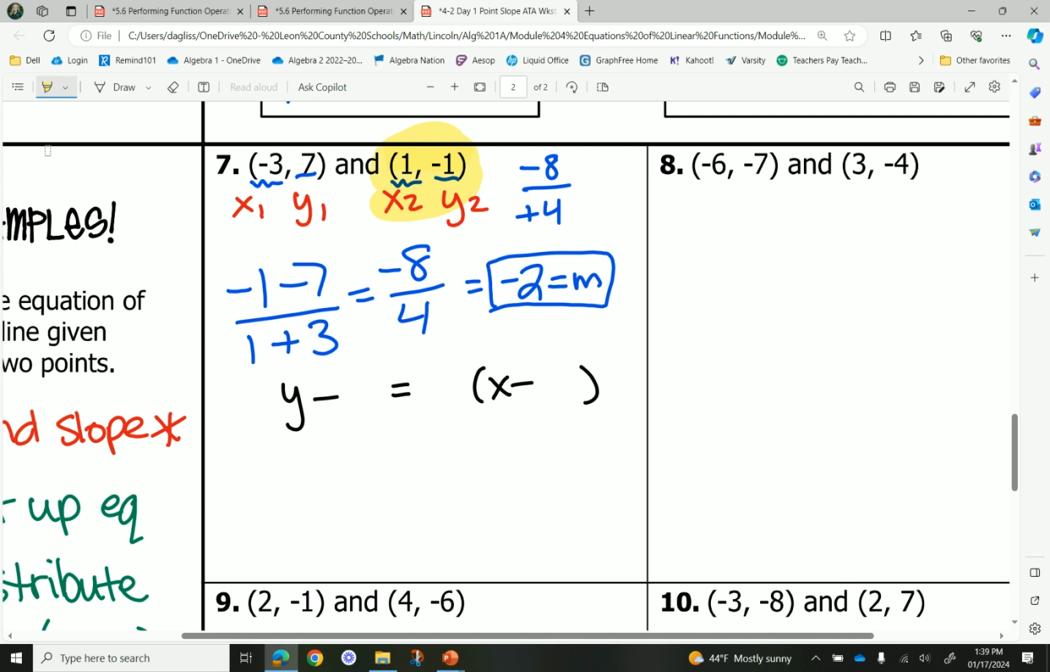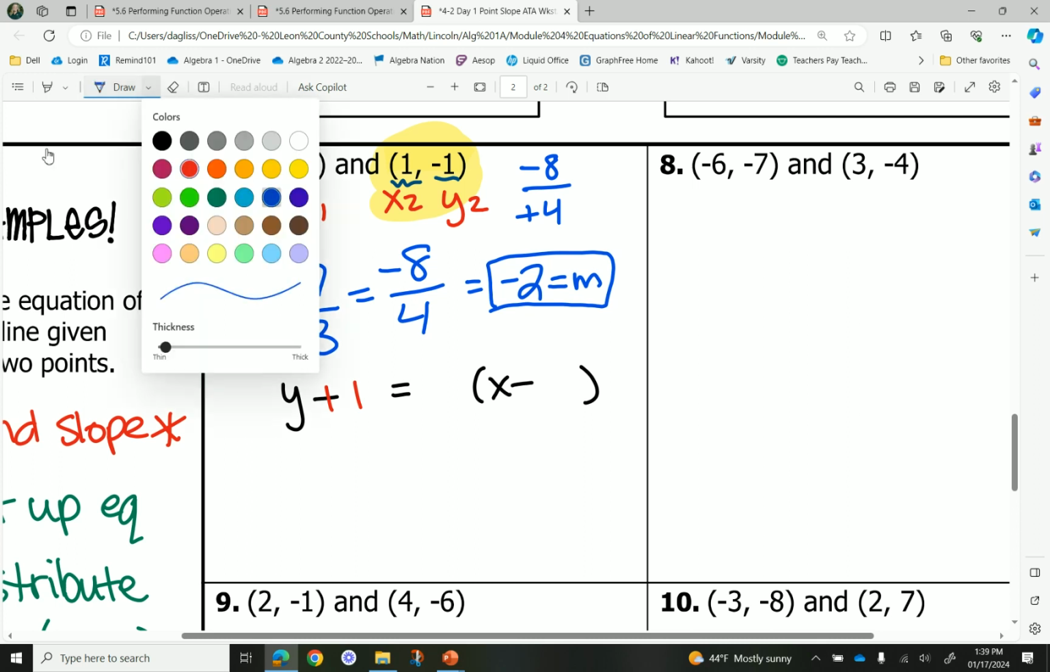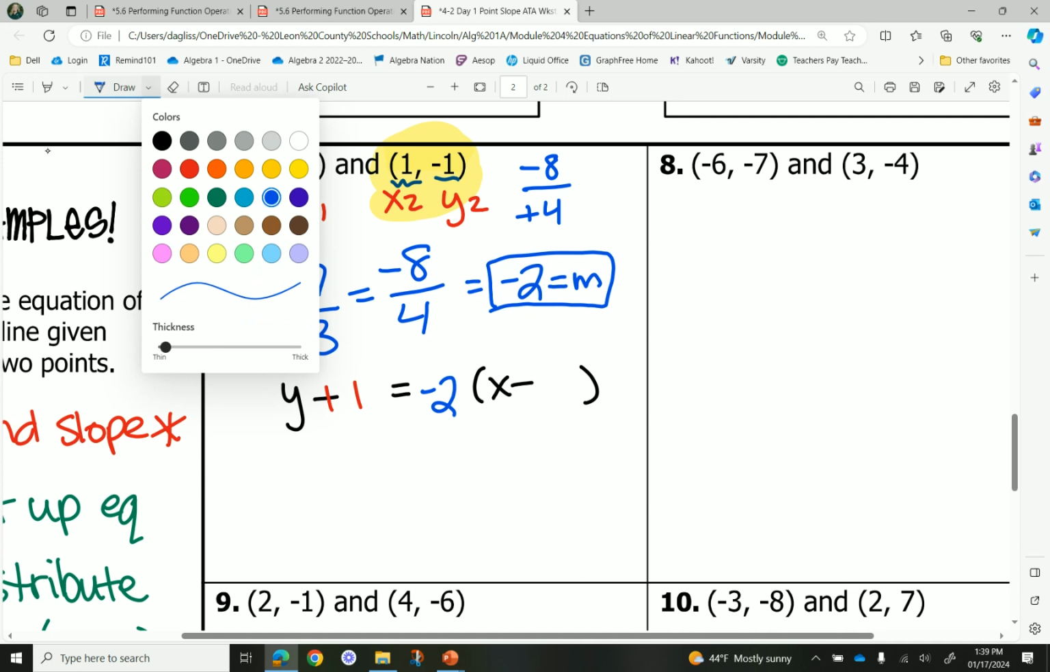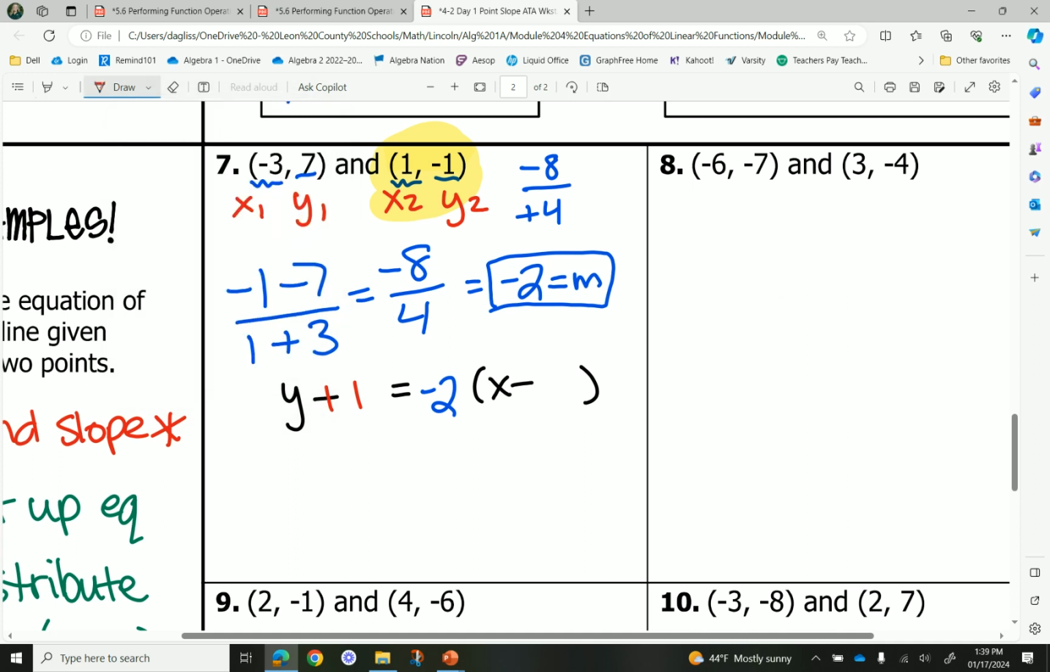All right? So it's going to be y minus what? 1. Plus 1. Good. What's on the other side of my equal sign? Negative 8 over 1. Which is negative 2. And then my parentheses is going to be x minus 1.